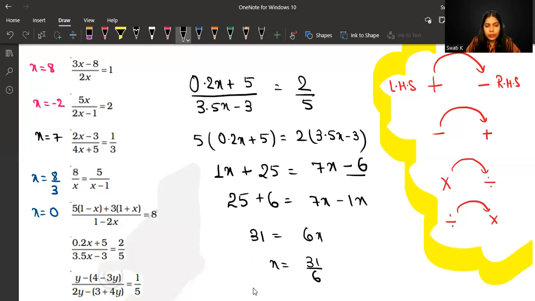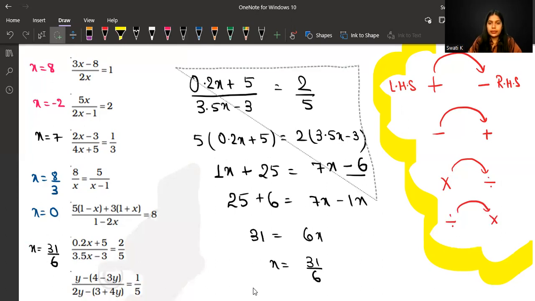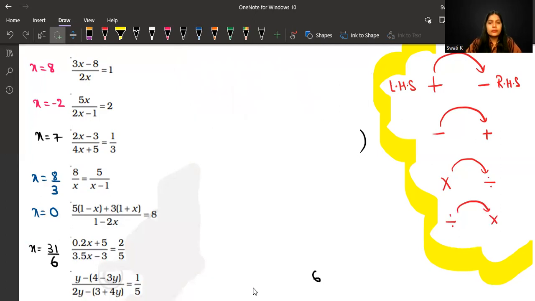So here I'm going to keep the answer in the fraction form only, and that is 31 divided by 6. All right, so this is it. And now we can go to the next question. So for that, let us erase this. Perfect. So now we can go to our last question from here, from this point, I can say.